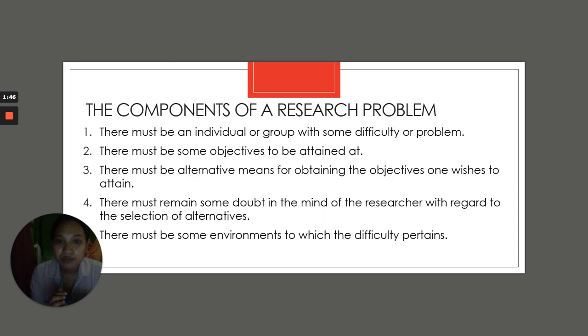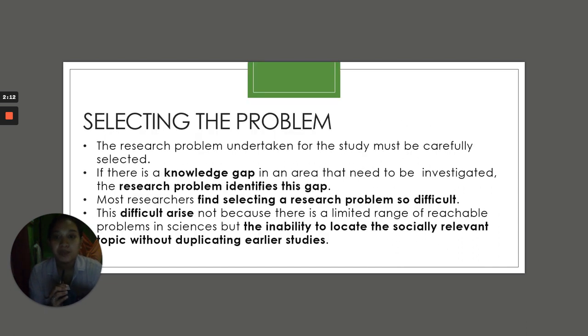There must be an individual or a group with some difficulty or a problem. There must be some objectives to be attained. There must be alternative means for obtaining the objective one wishes to attain. There must remain some doubt in the mind of the researcher with regard to the selection of alternatives. There must be some environment to which the difficulty pertains.